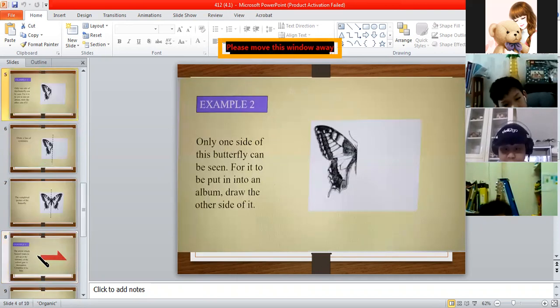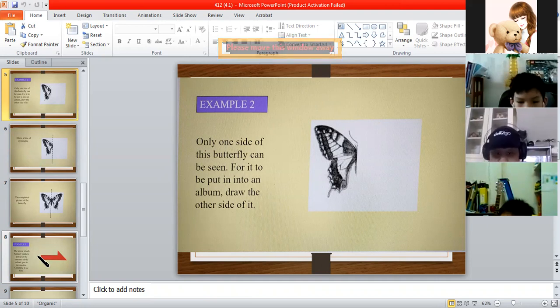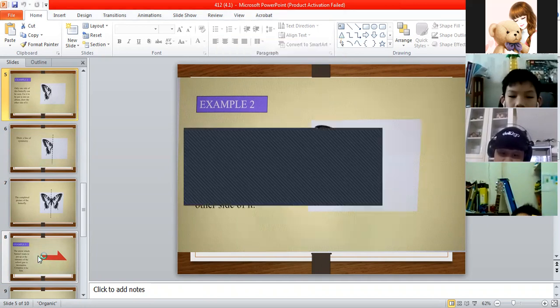Okay, and then example 2. Only one side of this butterfly can be seen, correct? Correct or not? For it to be put into an album, how do we draw the other side of it? Okay, the first thing you need to draw is the line of symmetry, correct? Where do we need to draw? Vertically or horizontally? Vertically.